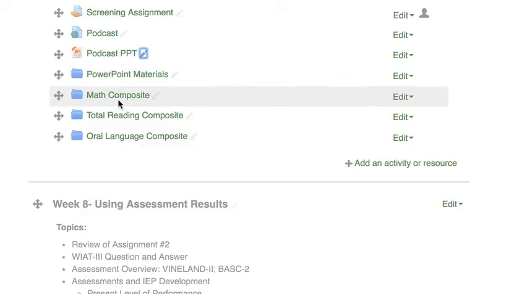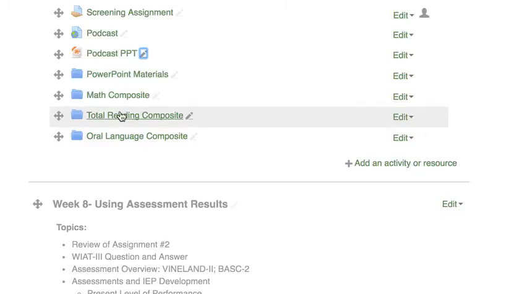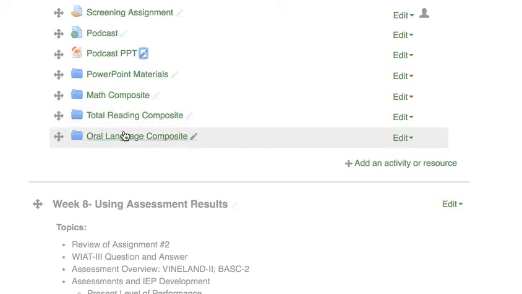So the other things that are on Polylearn are information relative to the math composite, the total reading composite, and the oral language composite. So next week in class, you guys are going to be responsible for administering a subtest from one of these 3 different composites. You will find out which subtest you're administering when you get to class. So I want you to be prepared to give any of these subtests.